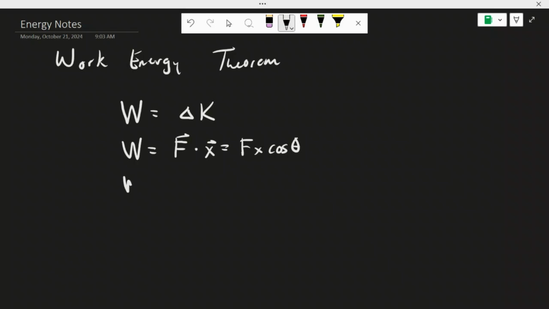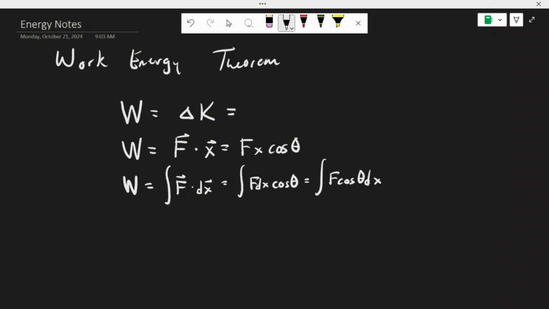Do remember that if the force changes with x, you have to integrate, so the integral of F dot dx, which would then be the integral of F cosine theta dx. And remember that the cosine of theta can change with x depending on whether your force is path dependent or path independent. Also remember that the change in kinetic energy is equal to minus the change in potential energy, and that can also be due to energy loss. All right, so that's the work energy theorem.